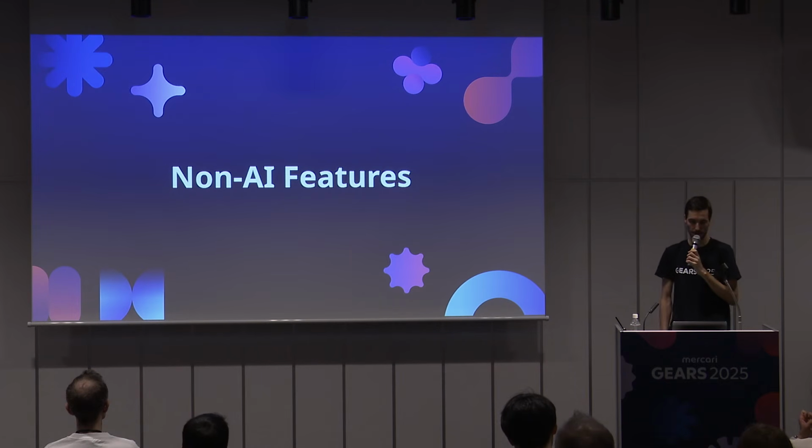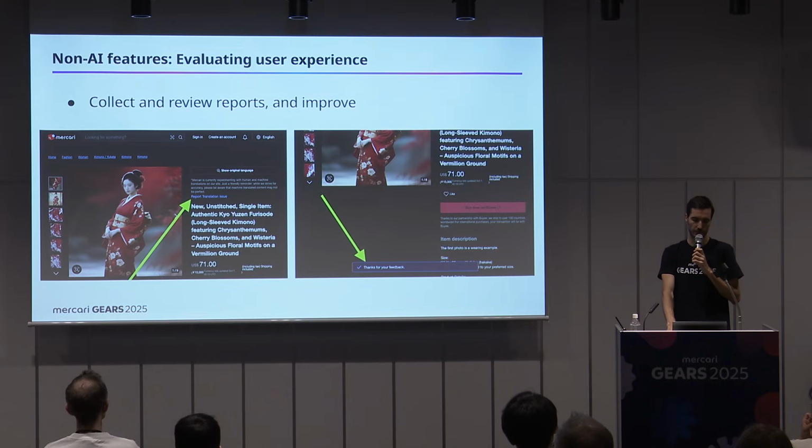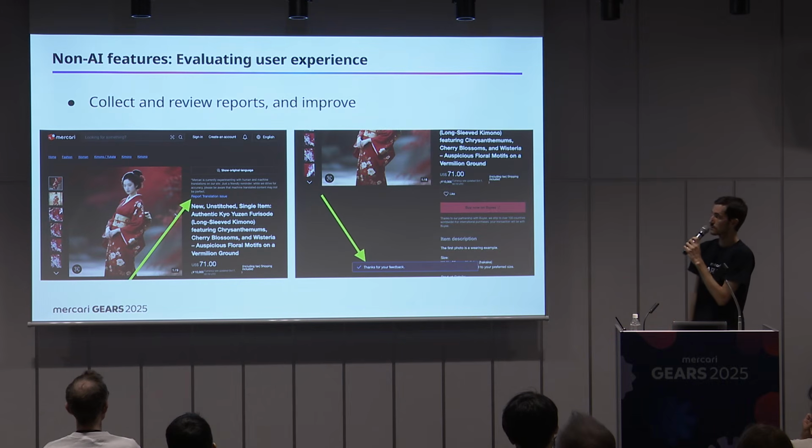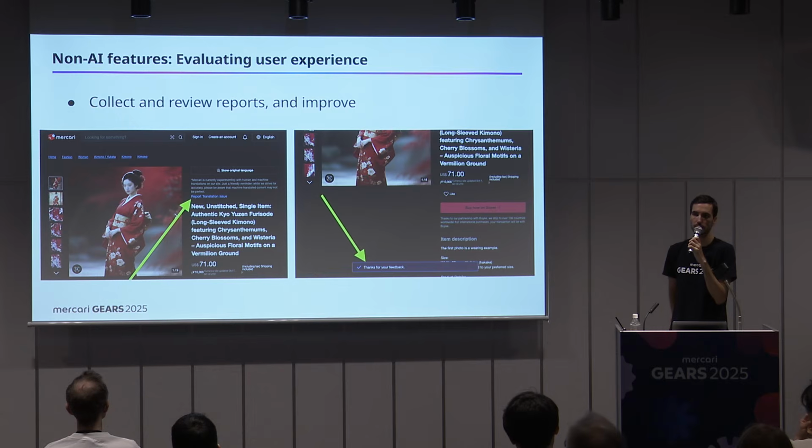All right. Then I have a couple of non-AI features I want to talk about. The first one, which I already mentioned, is reporting, like measuring the user experience by reporting bad translations. We experimented with a few different designs, but we wanted it to be super simple for the users. So here they just press a button when they have an issue.